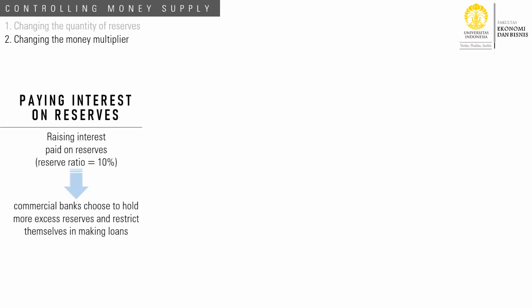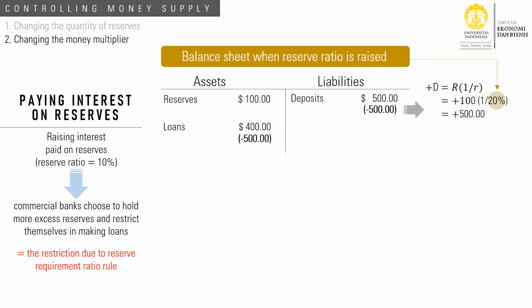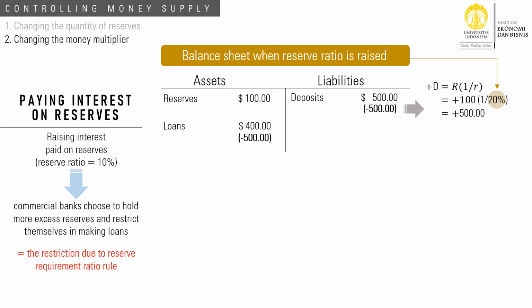The impact of the increased interest payment on reserve is quite similar to that of the increased reserve ratio. When the interest on reserve is set higher, commercial banks may choose to hold more excess reserve and restrict themselves in making loans. The same is true when banks are restricted to make loans because they are obliged to do so by the reserve requirement rule. Therefore, the change in T account and quantity of money supply are similar. Look, this is the impact of change in reserve ratio in my previous explanation. With the $100 of reserve, deposits are totaling $500 because the reserve ratio has increased from 10 to 20%.